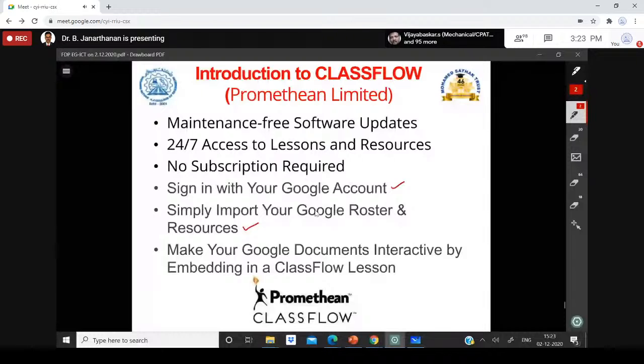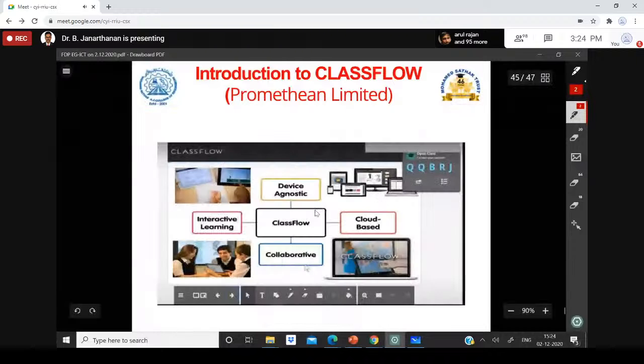So this is ClassFlow from the Promethean company. And as I told, I am not representing this company, and I am not campaigning or canvassing for this company. I find it a useful tool which is available at free of cost, so I am just telling you to use this. Otherwise, I have no connection with this. Okay. So this is web-based, collaborative, cloud-based software. It is useful for interactive learning with the learners.